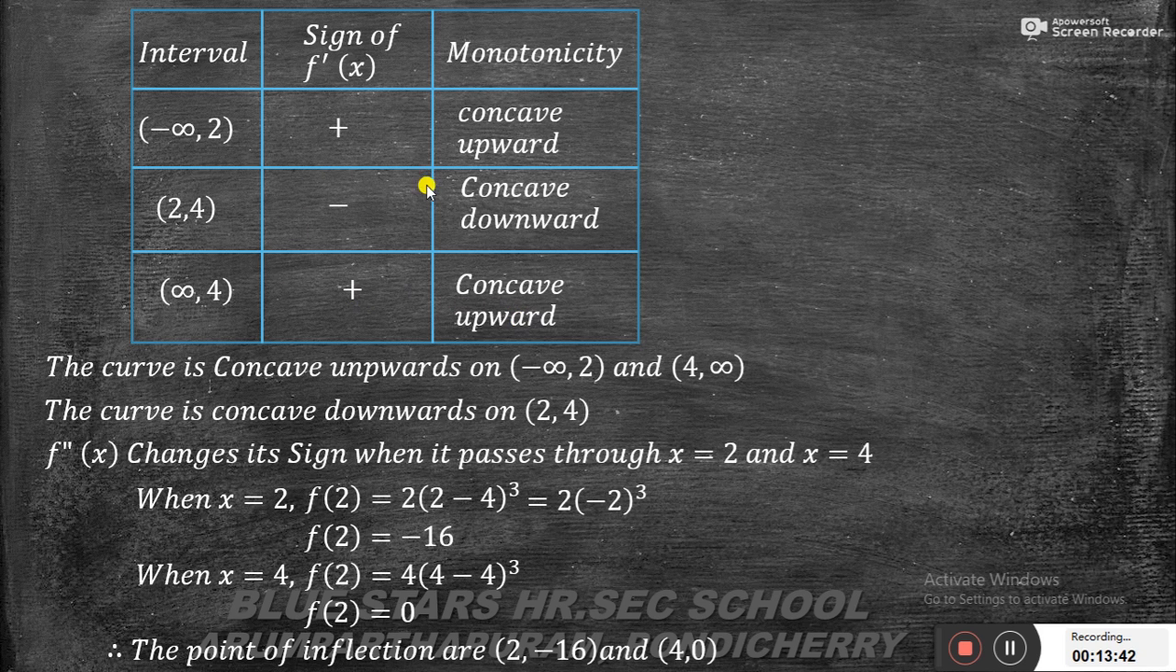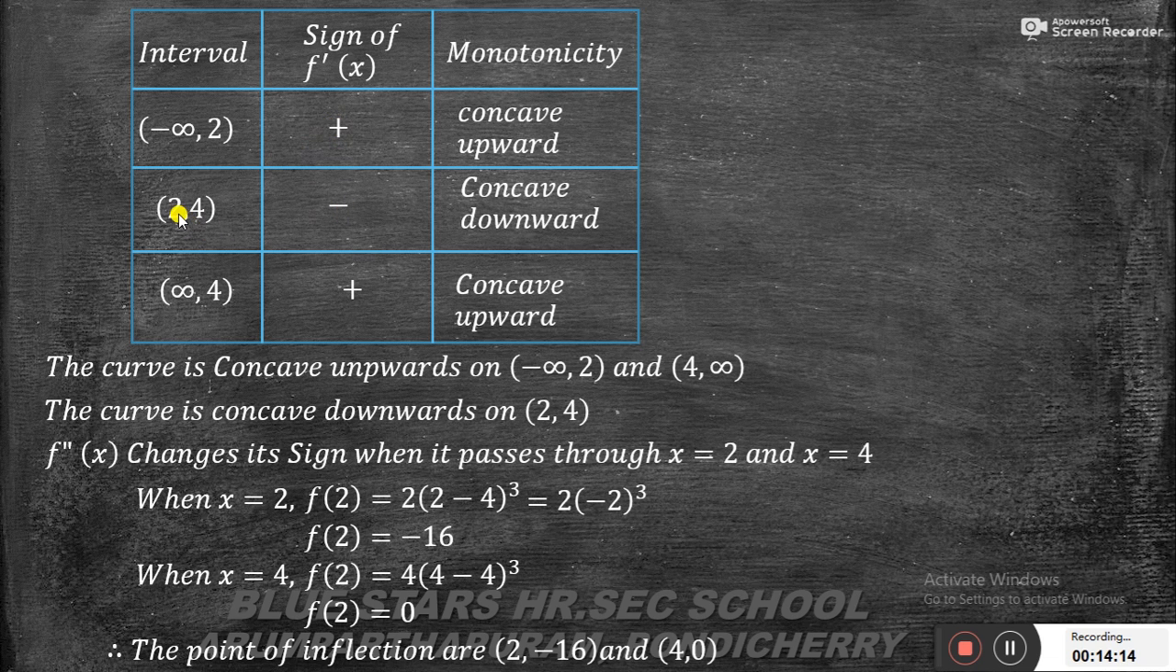So from this table I conclude that the curve is concave upward on minus infinity comma 2 and 4 comma infinity. The curve is concave downward on 2 comma 4. So f double dash of x changes its sign when it passes through x equal to 2. Now you see in the table there are sign changes: first plus, next minus, plus. So 2 times the sign changes. So first I consider the plus and minus.